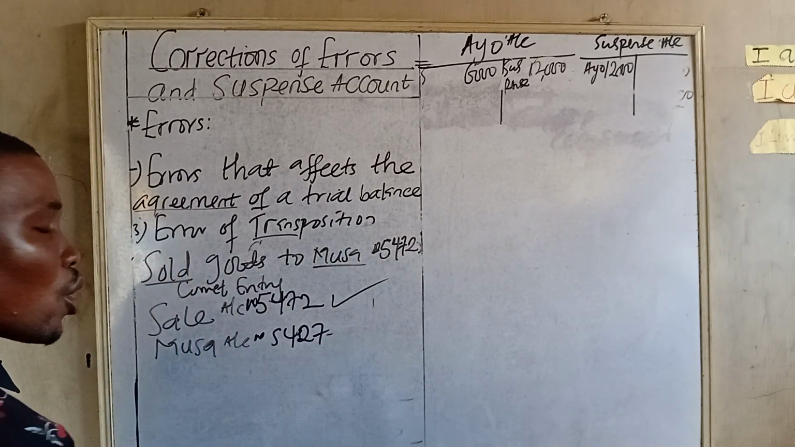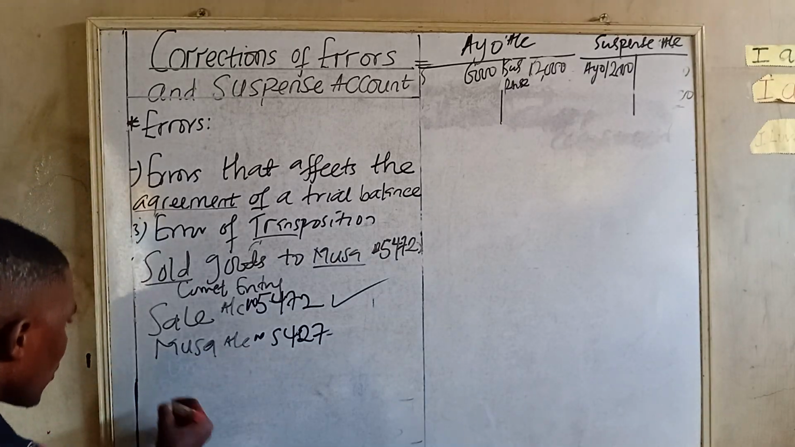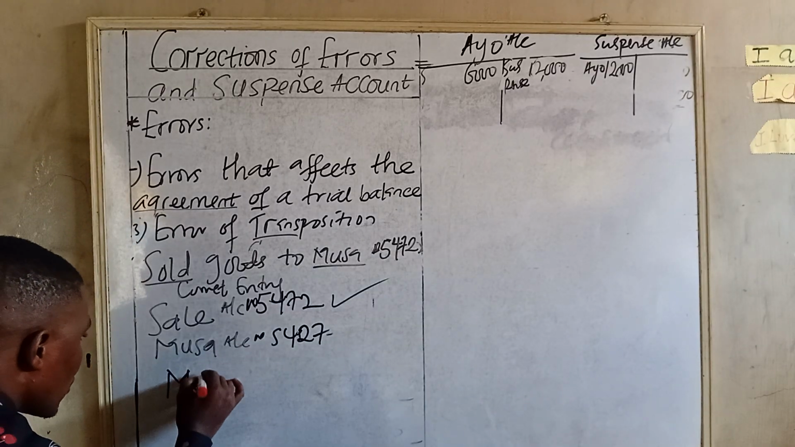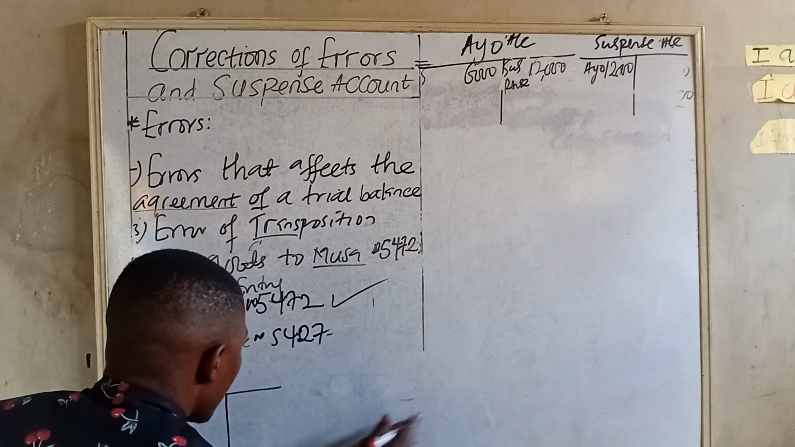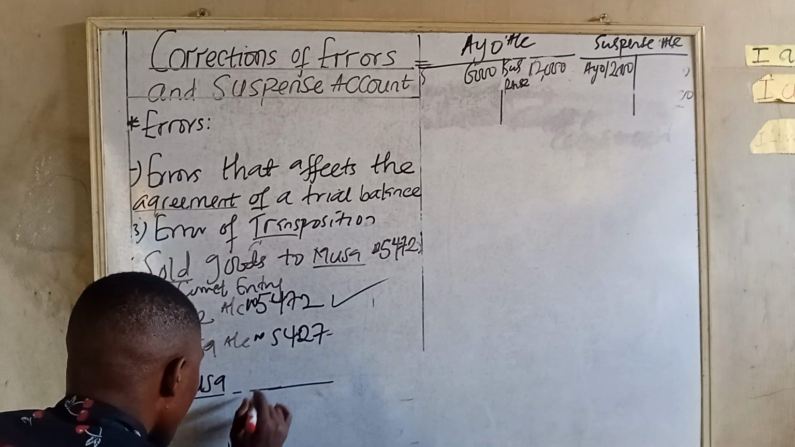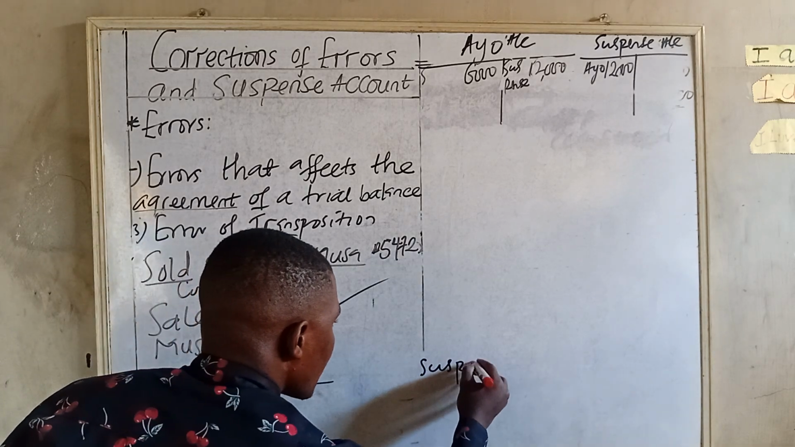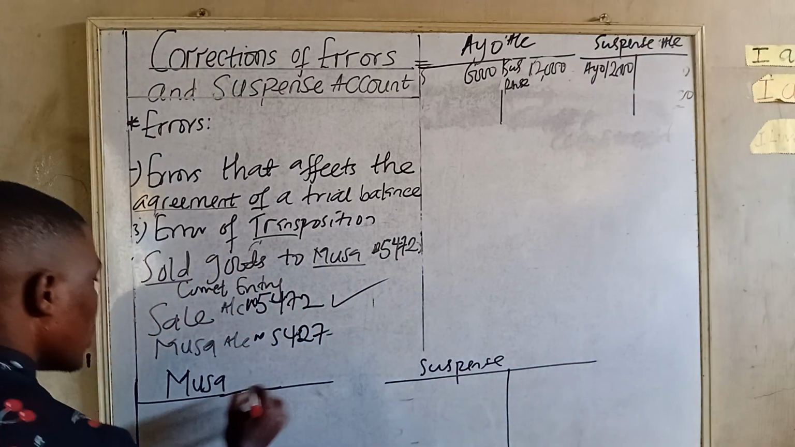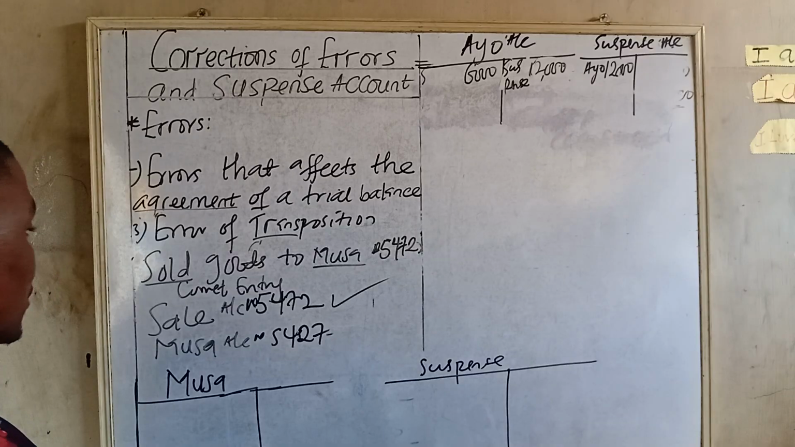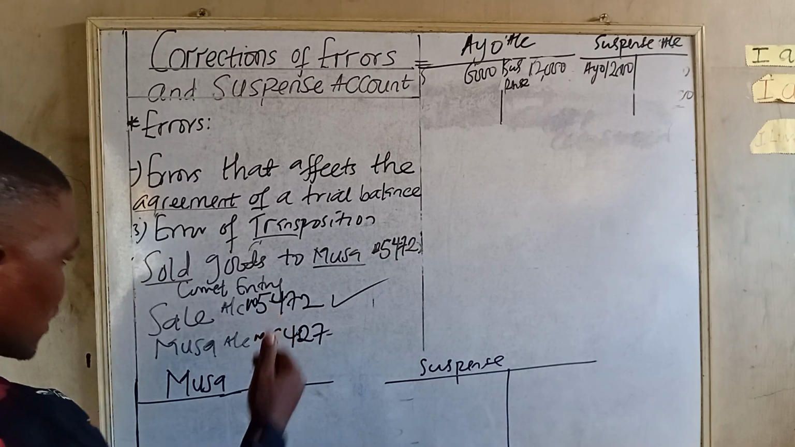So always focus on the account that is faulty. This Musa's account. So here now, if you open Musa's account, open Musa's account here. Here now we have the suspense account. Are you with me now? Now, this account has been understated.